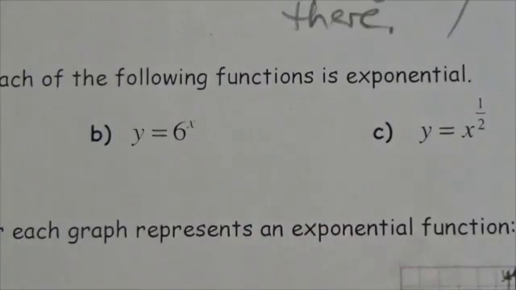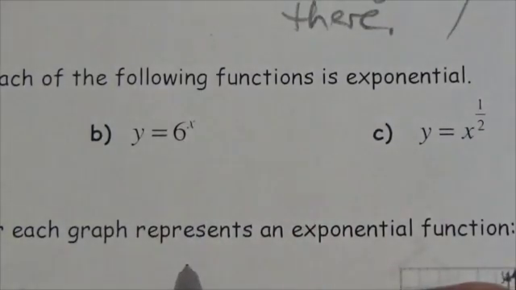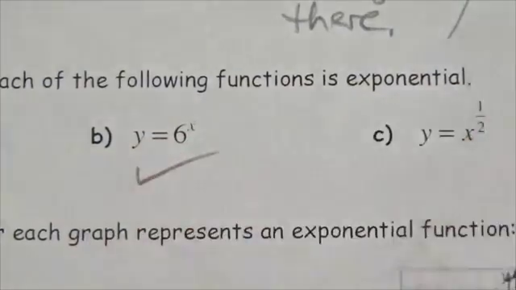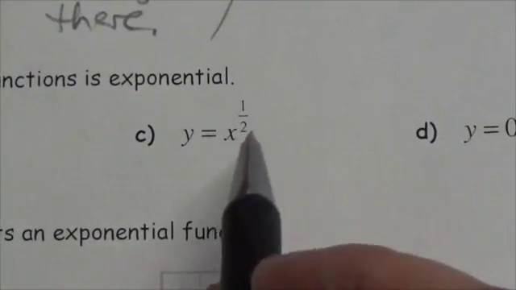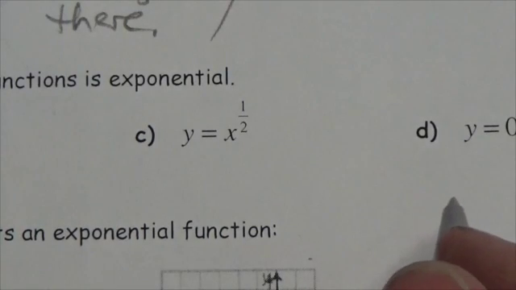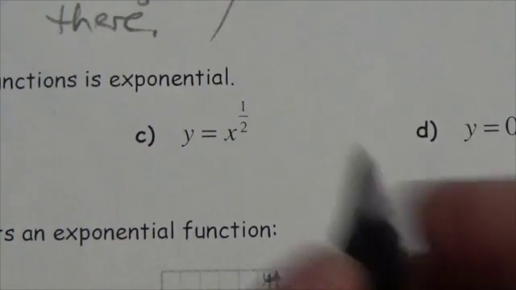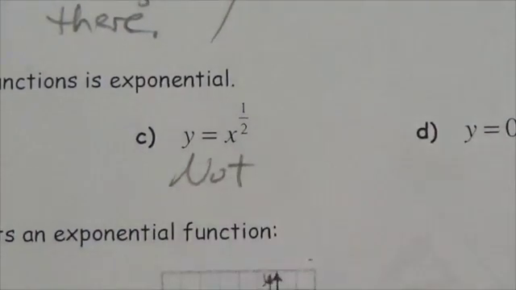Here we go. Now the variable is up in the exponent. That's a great first step. Look at the base. The base is positive and it's not 1. Yes, that is exponential. Oh, look at this one. Once again, the variable is not in the exponent, so no good. That is not correct.